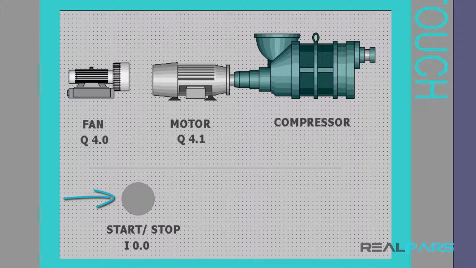If we press the same switch again, we want both of them to stop. In other words, we want to use the same switch to both start the components and stop them. This single switch configuration is used in a lot of different industrial applications.